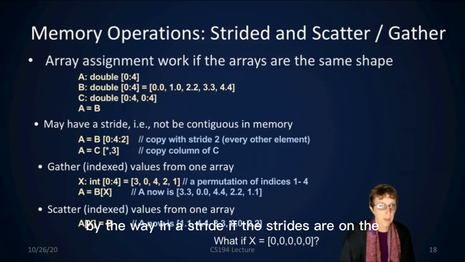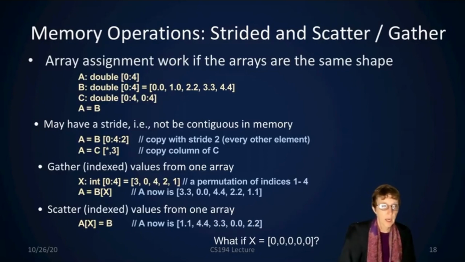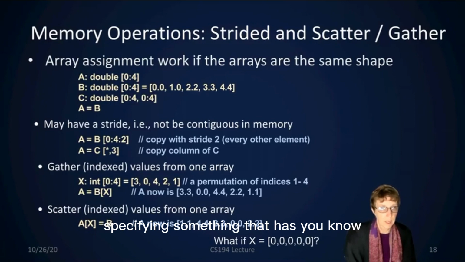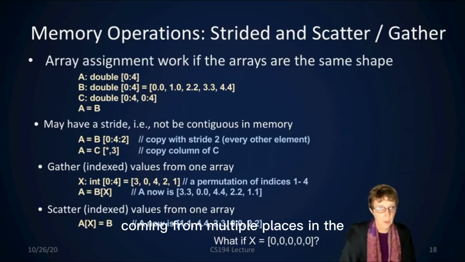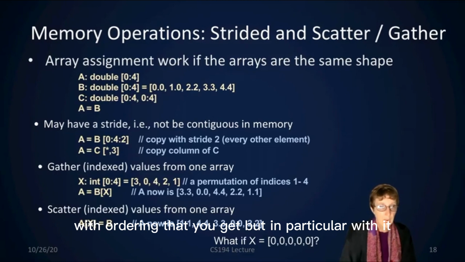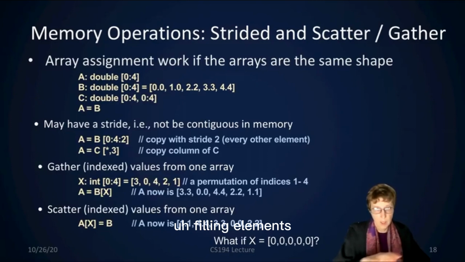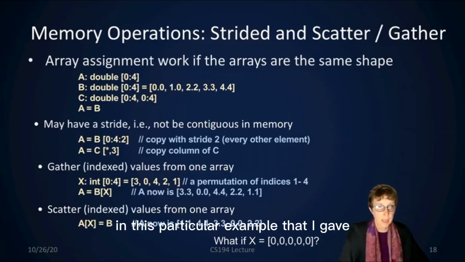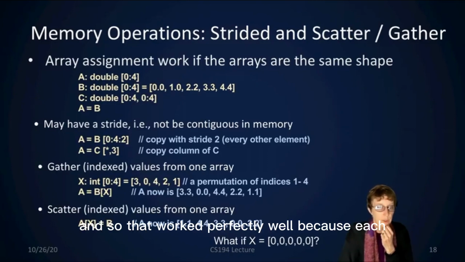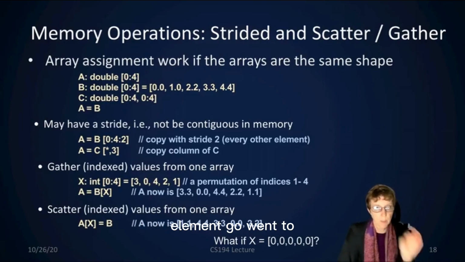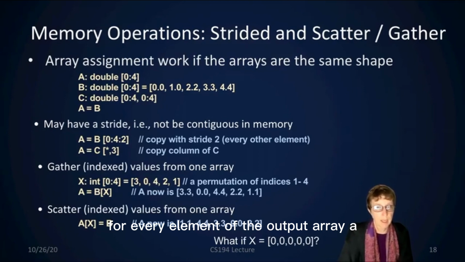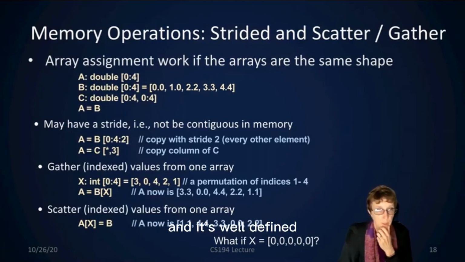It's not a problem, by the way, in a stride, if the strides are on the right-hand side. If the strides are on the left-hand side, you also have to be careful that you're not specifying something coming from multiple places, with ordering that you get. But in particular with a scatter, where you're using the index array to fill in elements. In this particular example that I gave, it was a permutation. And so that worked perfectly well, because there's only one write for every element of the output array A. So there were no collisions in that, and it's well defined.